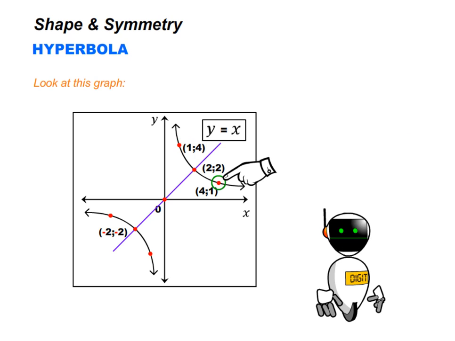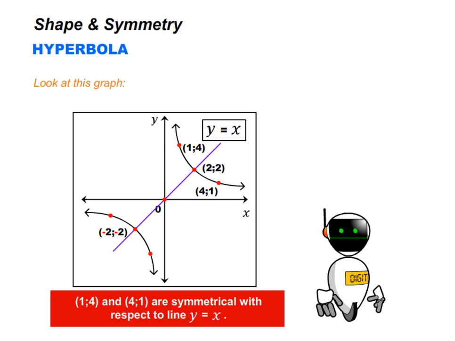Look at this other point quickly. At this other point, x is equal to 4 and y is equal to 1. This point and this other point are symmetrical with respect to the line y is equal to x. So we can say point 1 and 4 and point 4 and 1 are symmetrical with respect to line y is equal to x.